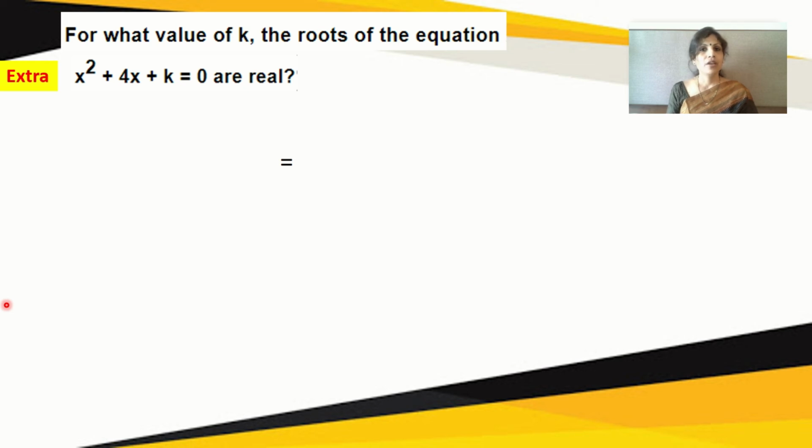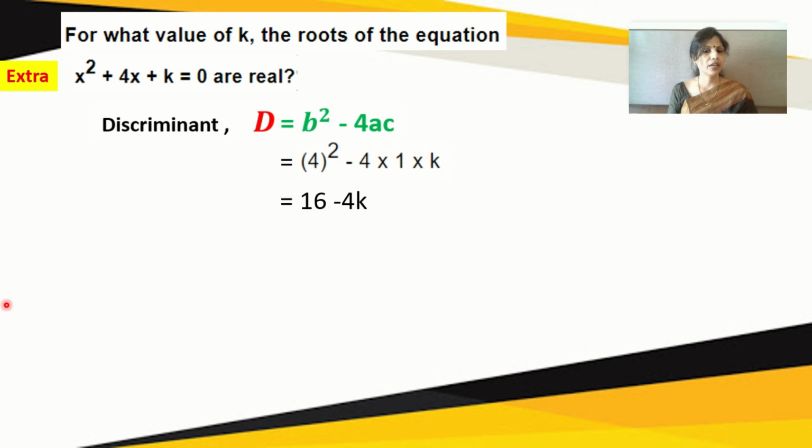Now we have to anyway find the discriminant first. So we'll write D is equal to b square minus 4ac. Let's substitute the values, because I have not written them there, but I know you all can make out: a is 1, b is 4 and c is equal to k. So 4 square minus 4 into 1 into k, we get 16 minus 4k.